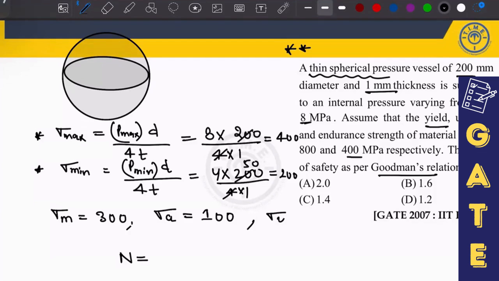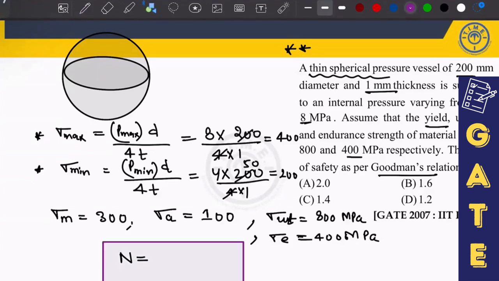Ultimate only. So that means ultimate strength is nothing but 800 megapascal, and endurance limit they have given as 400 megapascal. Okay, so from here, can anyone please tell me what is the factor of safety? I hope everyone is solving this problem because I am getting the response from only a few students.